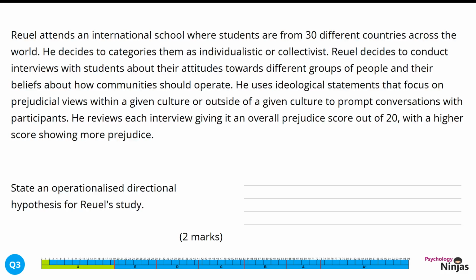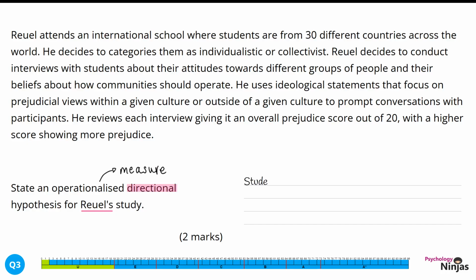State an operationalised directional hypothesis for Ruel's study, 2 marks. Our first piece of psychological knowledge in this question is operationalised. By this, we mean how are we going to measure the IV and the DV in this study. We also need to be aware that this is a directional hypothesis, and we need to predict a certain outcome or direction for this study. As this is a STEM question, we need to take into account that this needs to link into Ruel's aim and be specific to this study in order to avoid being generic.